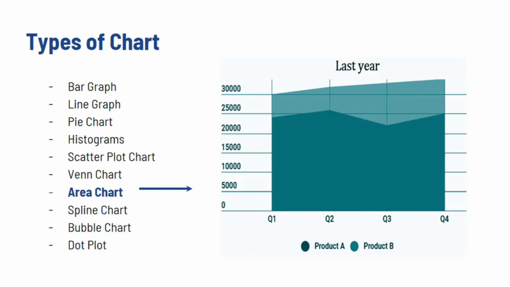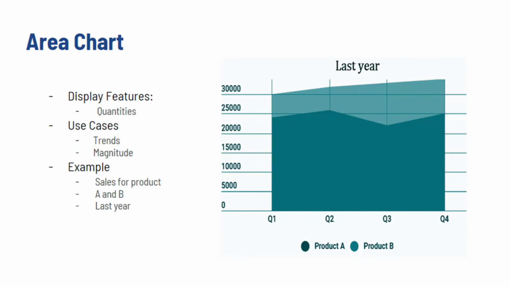Area charts show the change in one or several quantities over time. The area chart below shows quarterly sales for product categories A and B for the last year. A spline chart is a form of line chart that represents a smooth curve through the different data points.